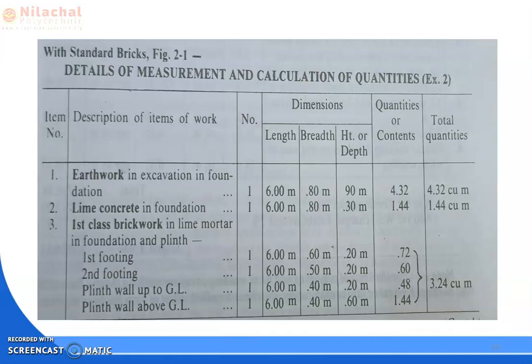The total first class brickwork is how much? First footing quantity is 0.72. Second footing quantity is 0.60. Then the third... sorry, I told you third footing, it is not third footing. It is the plinth wall up to ground level, 0.48. Then plinth wall above ground level quantity is 1.44. So the total is 3.24 meter cube. Then we go to the next part.